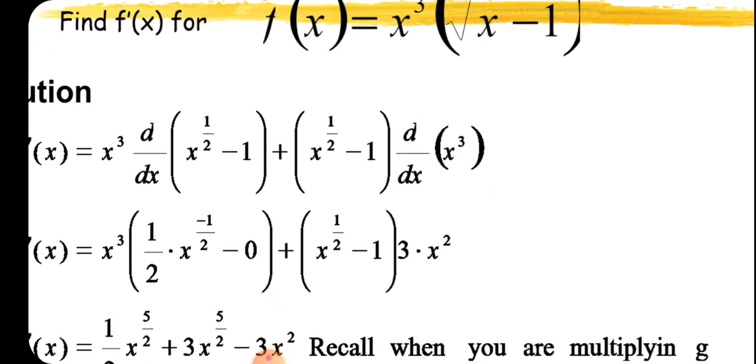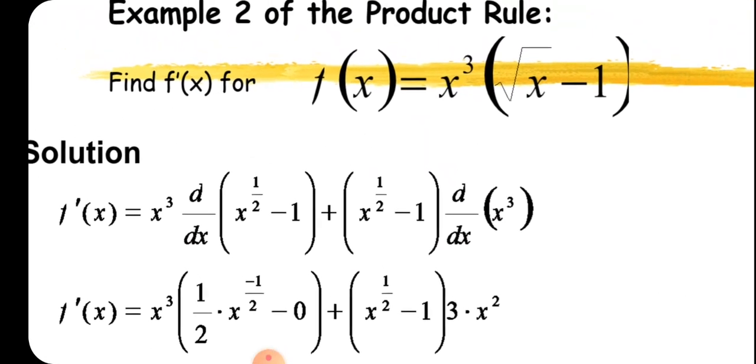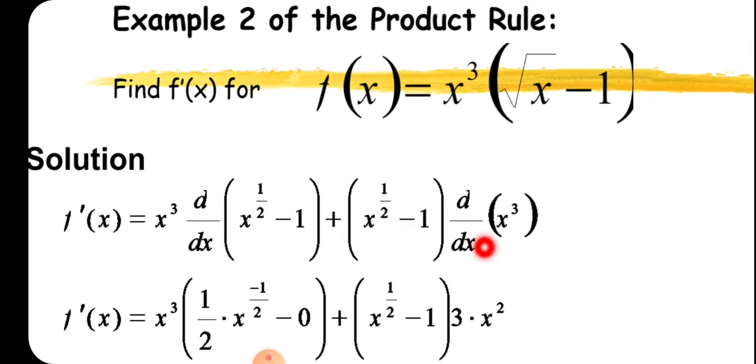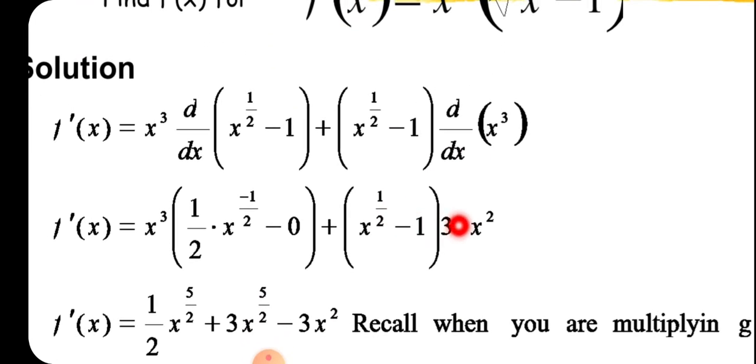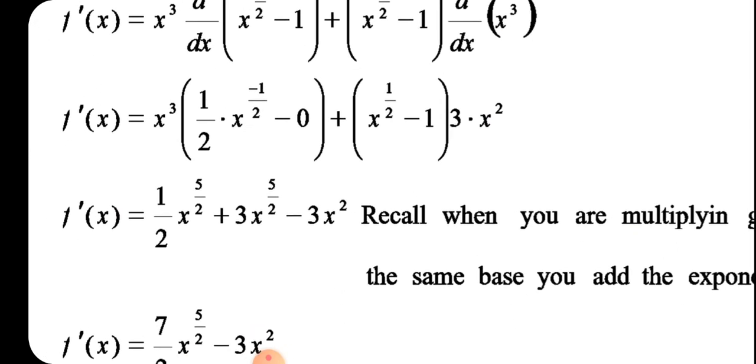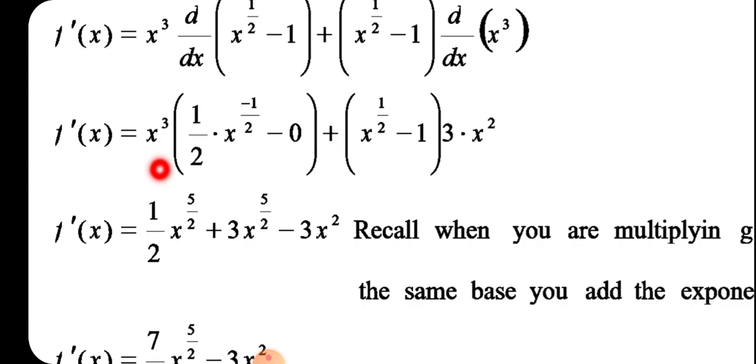x power 3, this is the second, times the derivative of the first, x power 3. So we have x power half minus 1 times the derivative of x power 3, put the power down, 3, and subtract 1 from the power, so you have x power 2. You can expand the brackets if you want to simplify, or you can leave this expression as a final answer for f prime of x.